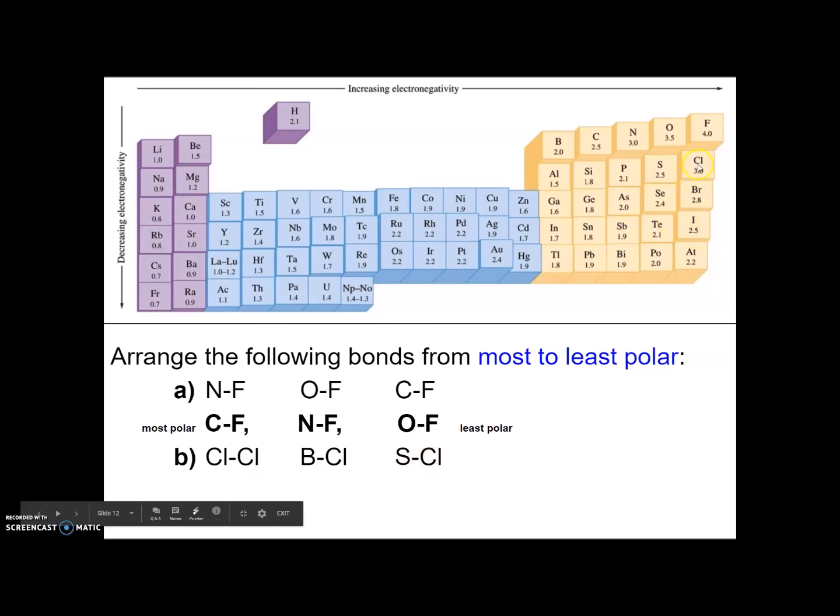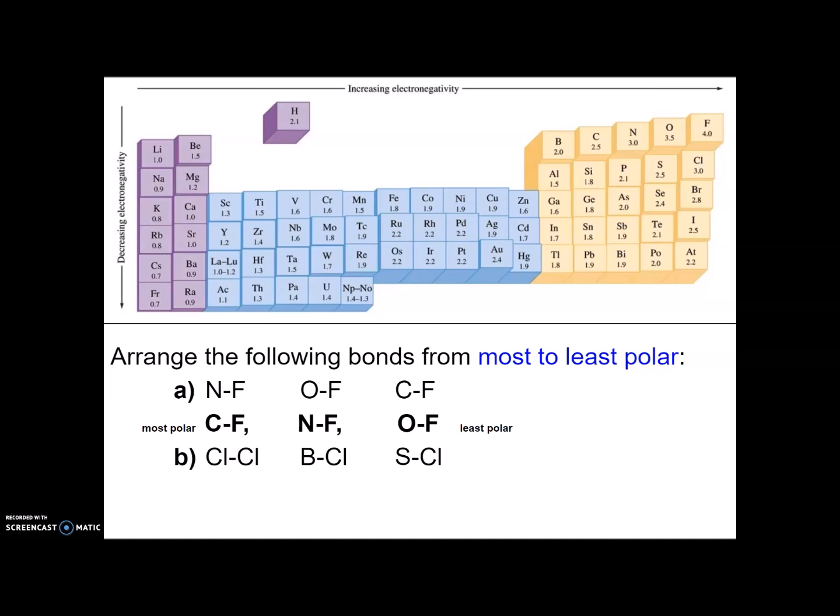Immediately after that, we've got chlorine bonded to sulfur, where there's just a difference of 0.5. And there's a slightly bigger difference between boron and chlorine. Now, what if you didn't have the chart of electronegativity values? Just go by distance from chlorine on the periodic table.